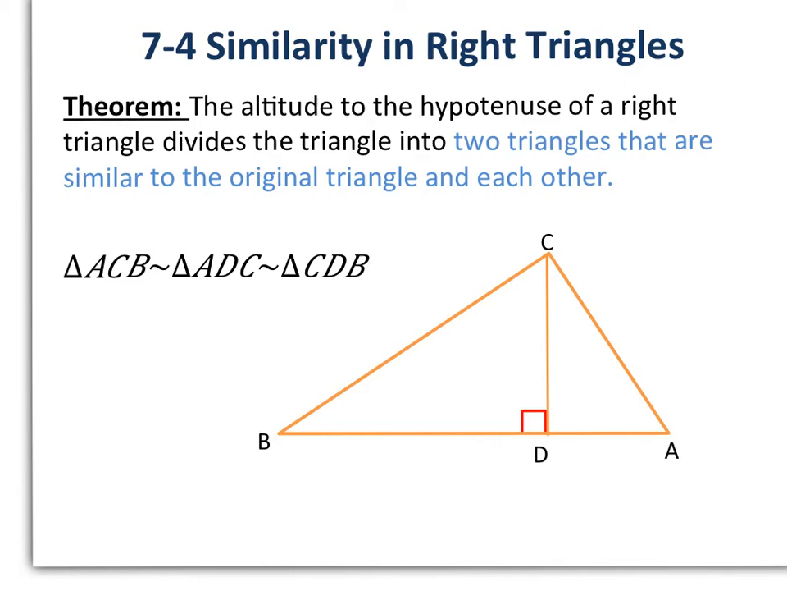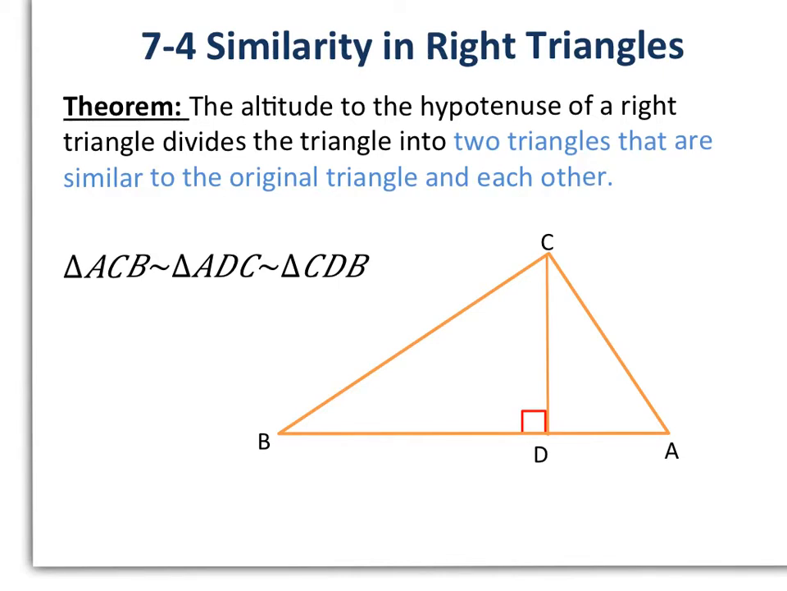In section 7.4, we will look at similarity in right triangles. Our first theorem says the altitude to the hypotenuse of a right triangle divides the triangle into two triangles that are similar to the original triangle and each other. So when we draw the altitude, we now have three triangles.